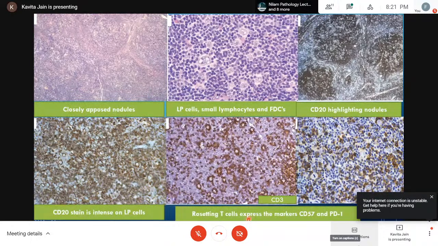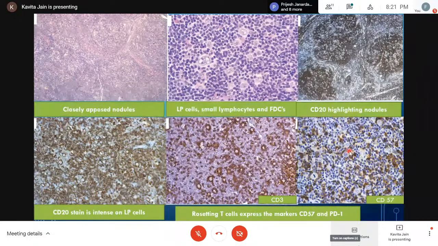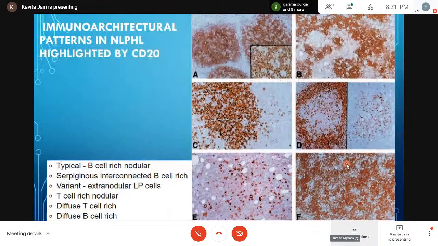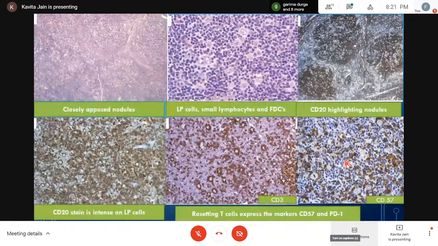Again, the activated T cell markers, that is CD57 and PD1, would be forming rosettes around these cells. So in classical Hodgkin's, although we have CD3 rosettes, we don't have CD57 rosettes. And all those B cell markers up to BOB1, the B cell apparatus markers, are intact in these LP cells, whereas they are not in classical Hodgkin cells.